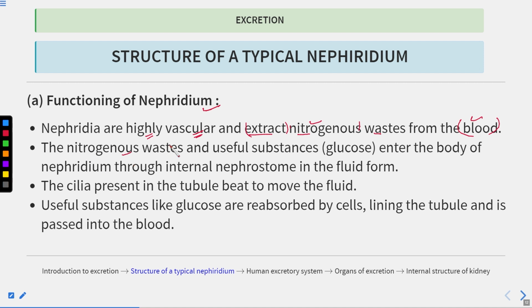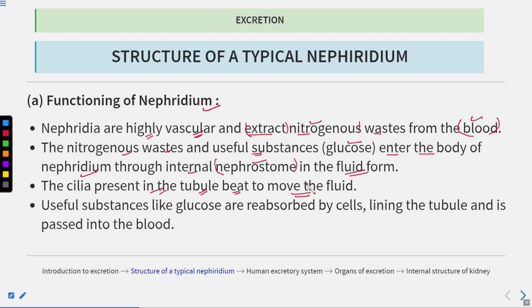These nitrogenous wastes and useful substances such as glucose enter the body of the nephridium through the internal nephrostome. We have already discussed the nephrostome, which is a funnel-shaped structure. These excretory products, or nitrogenous waste products, are in the form of fluid. Now the cilia present in the tubule beat, which results in the movement of the fluid.